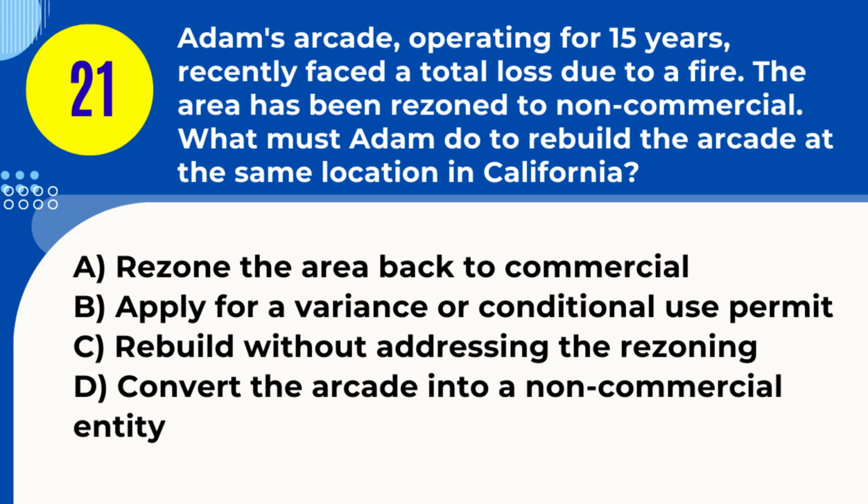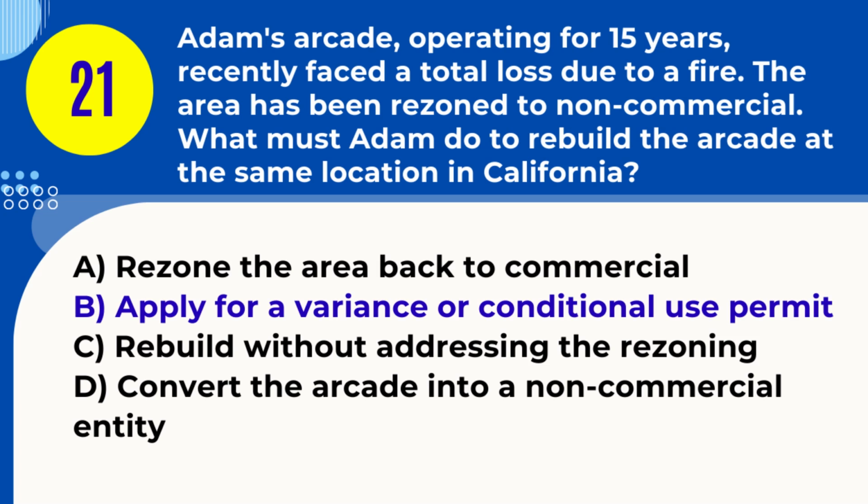Question 21. Adam's Arcade, operating for 15 years, recently faced a total loss due to a fire. The area has been rezoned to non-commercial. What must Adam do to rebuild the arcade at the same location in California? A. Rezone the area back to commercial. B. Apply for a variance or conditional use permit. C. Rebuild without addressing the rezoning. D. Convert the arcade into a non-commercial entity.